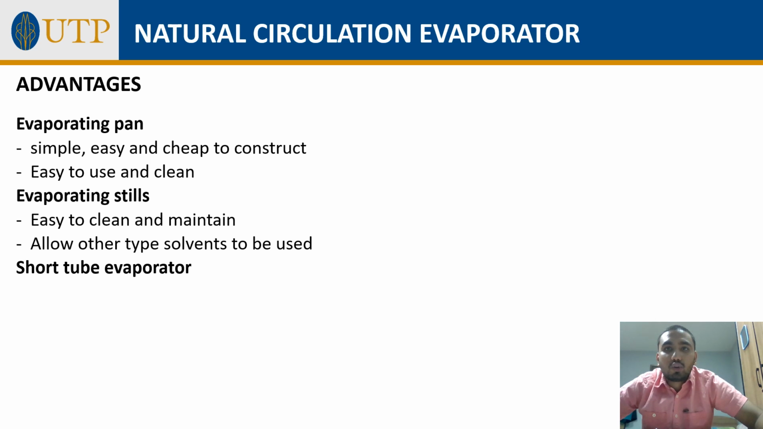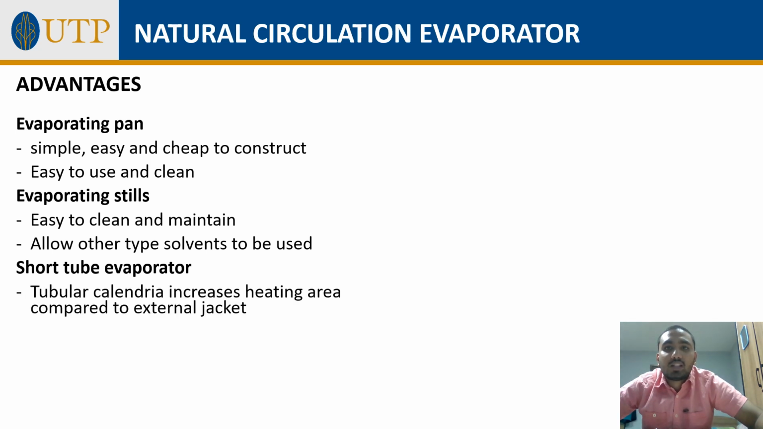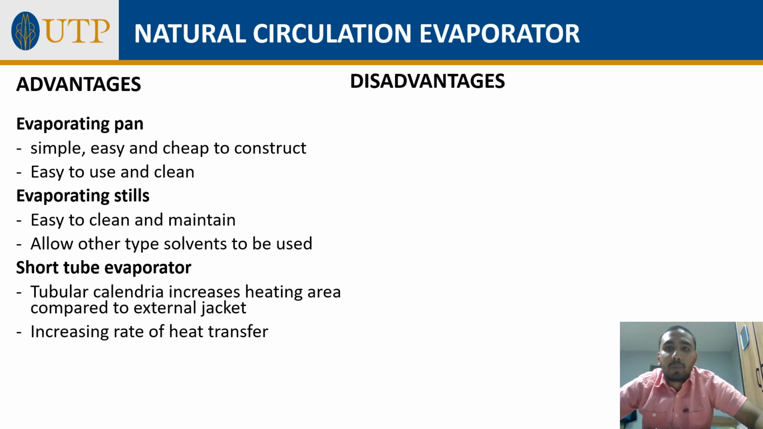The third one is the short tube evaporator. The usage of calandria increases the heating area, and the second one is the rate of heat transfer also increases. But there are also disadvantages of using this. The first disadvantage of the evaporating pan is that too much heating will lead to decomposition of components.